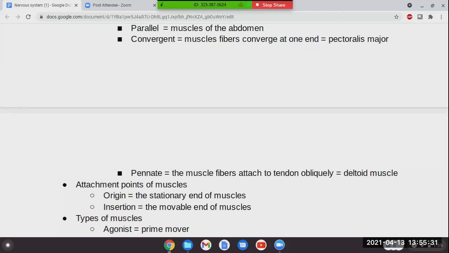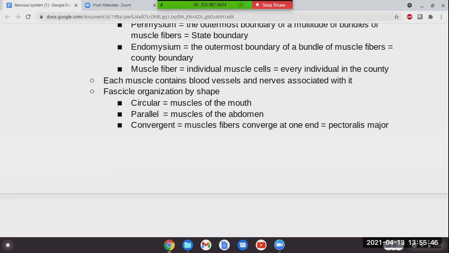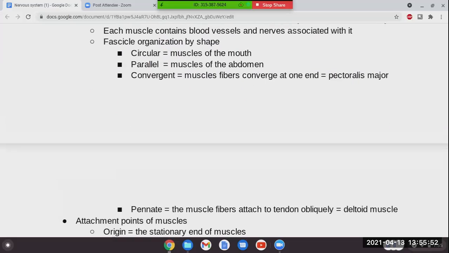Pennate muscles have their own categories. We have the unipennate, the bipennate, and the multipennate muscle fascicle. So you don't need to know all the details, but just know that fascicle organization can include circular, parallel, convergent, and pennate.